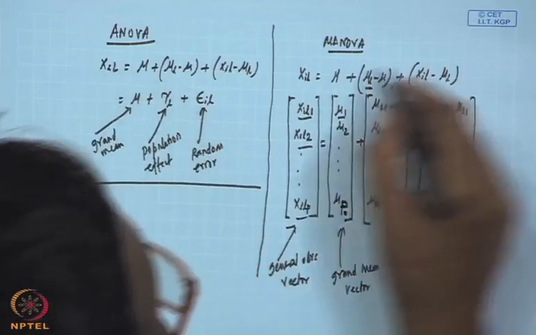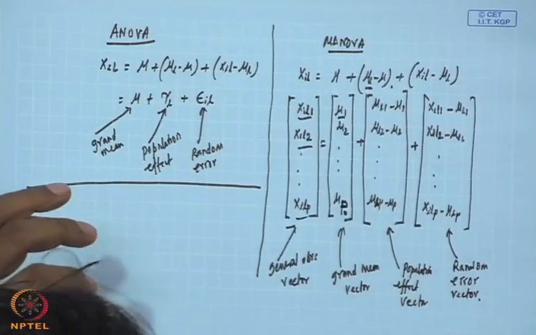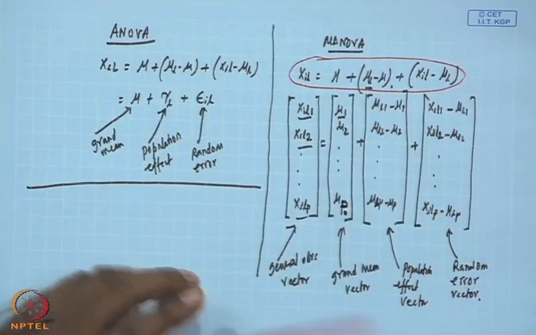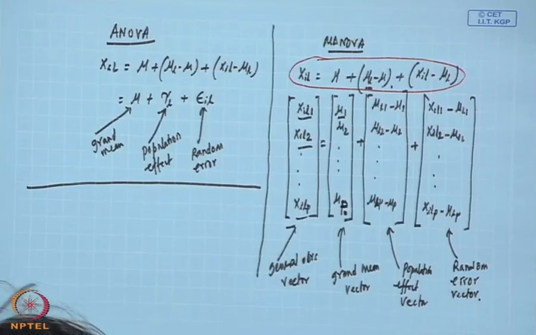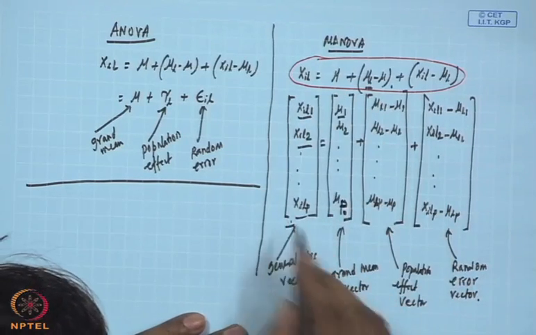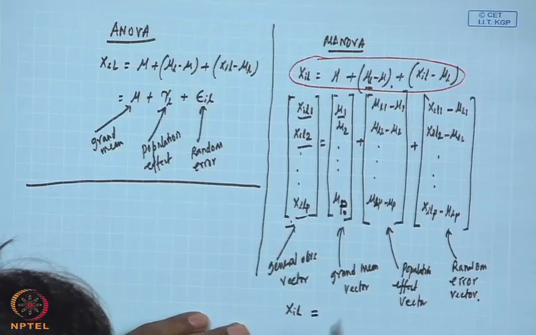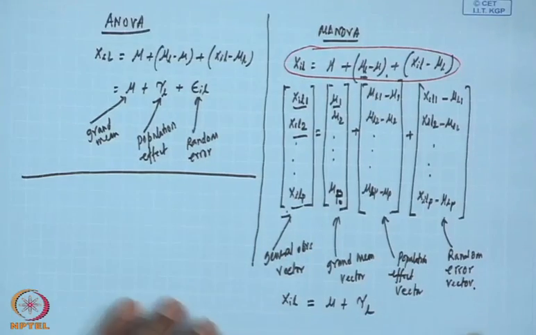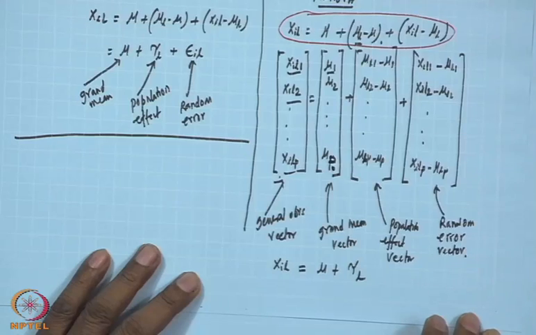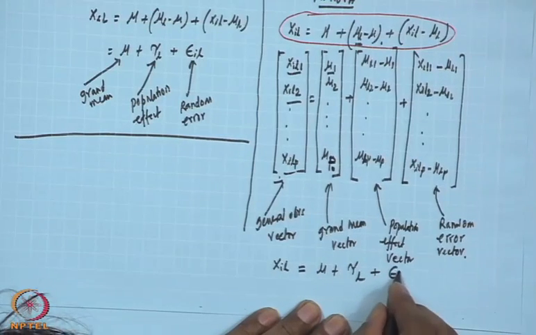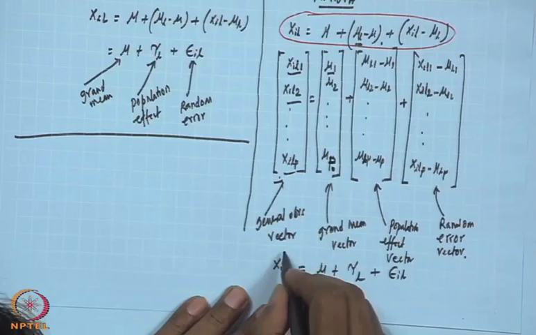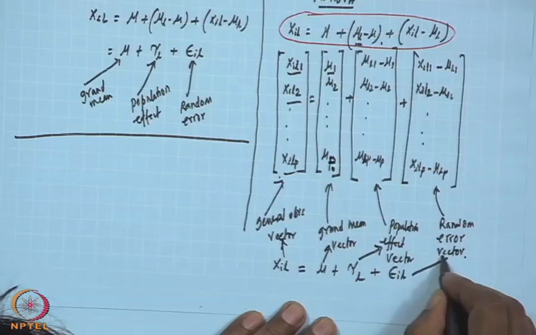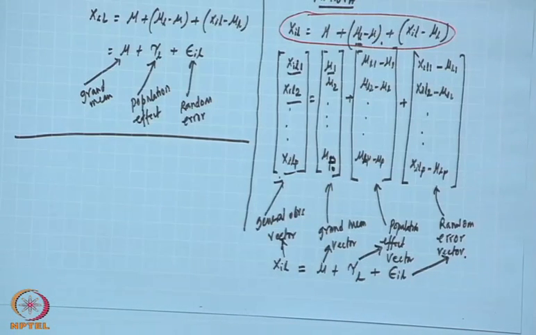This partitioning we can also write in the same manner. Earlier we have written that the first one is XIL, then the second one is mu, that is also fine, then the third one is tau L, plus epsilon IL. So, this is my general observation, this is my grand mean vector, this is the population effect vector, and this is the random error effect.